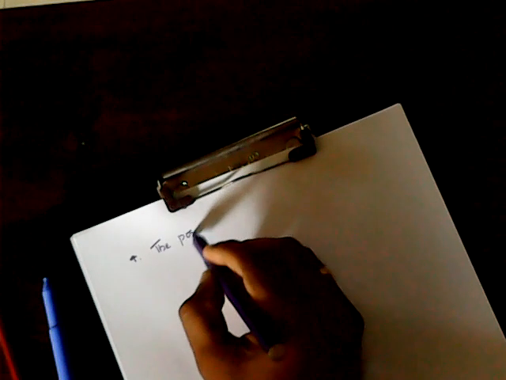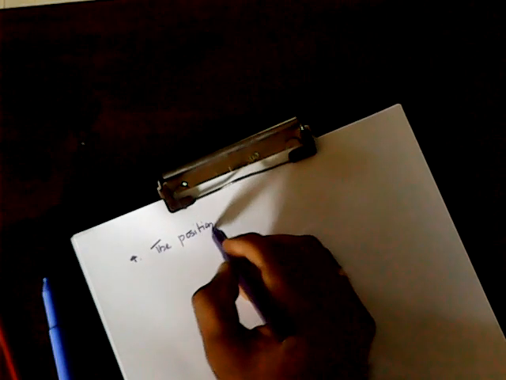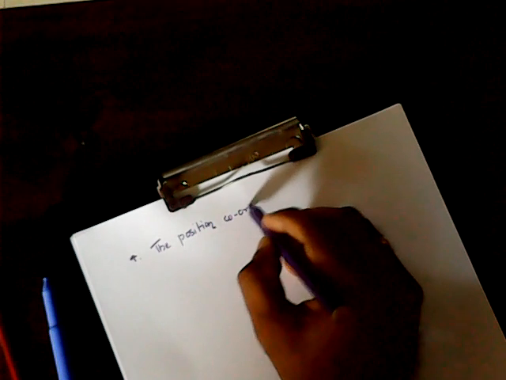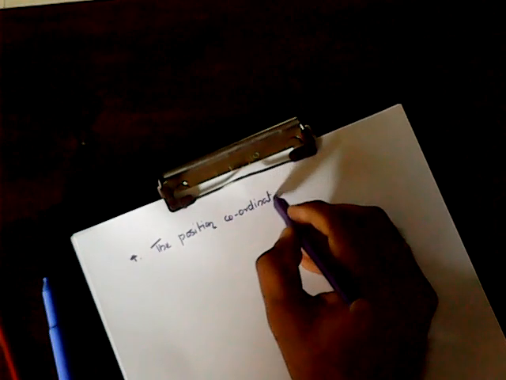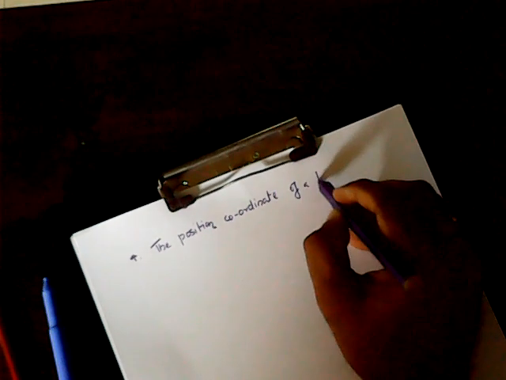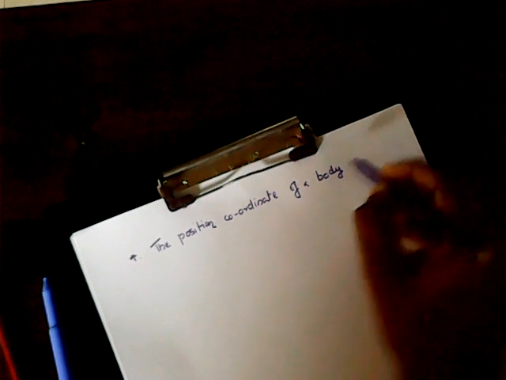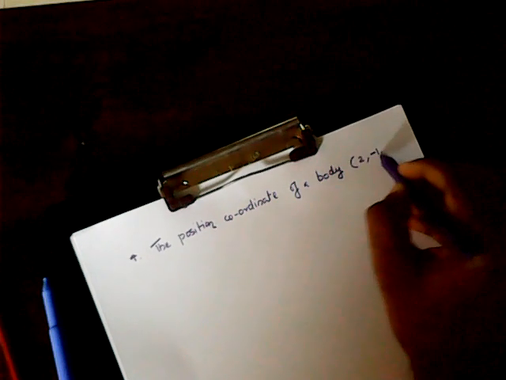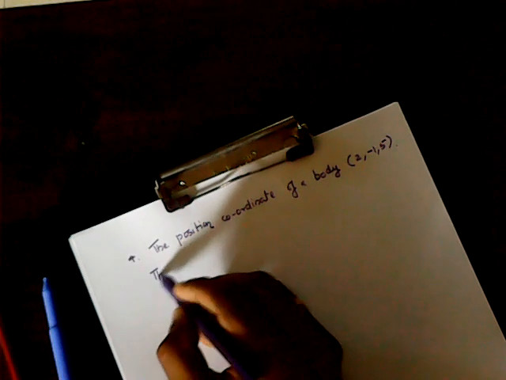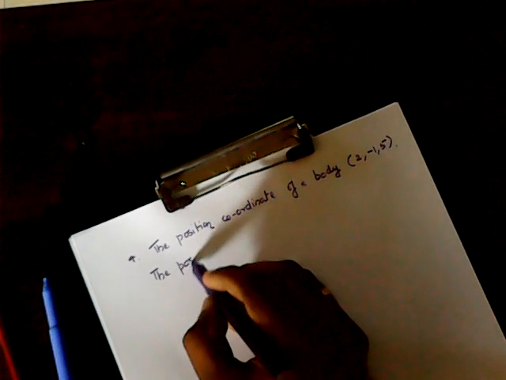And next, question number 4. The position coordinate of a body is 2, -1, 5. The position vector is?